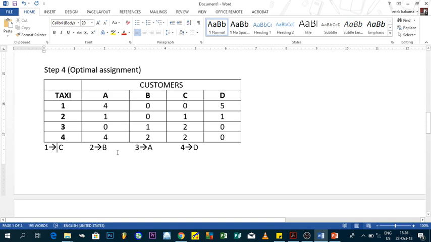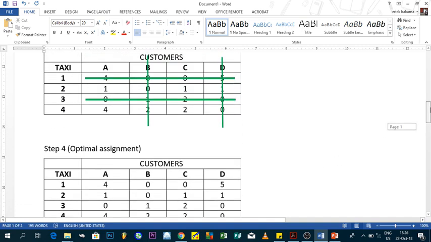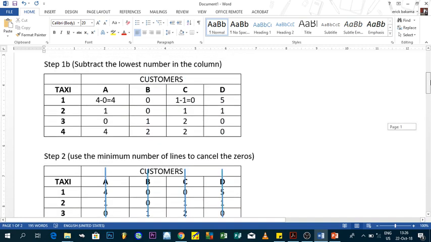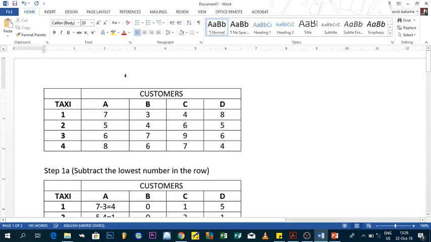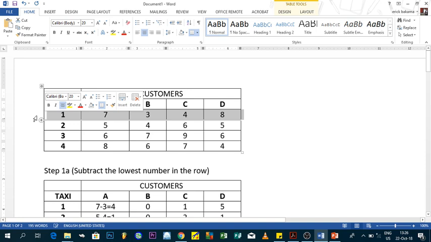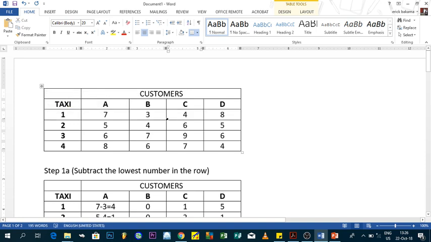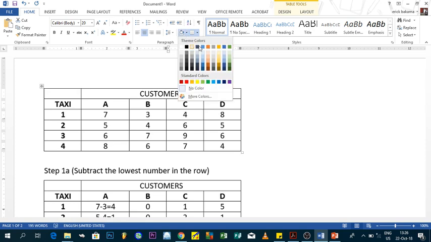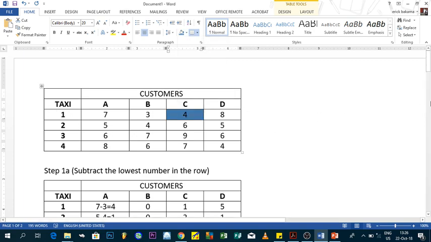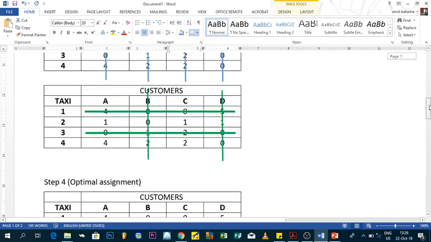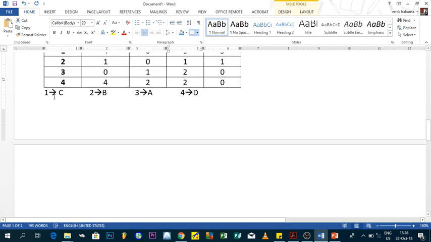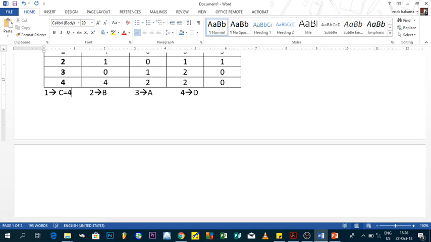Now what you do to get the minimum traveling distance is go back to our initial table. This is the very first table. We say that 1 should go to C, so 1 should use C. What is the traveling distance? The traveling distance is 4. So we allocate 1 to C, which is 4. So 1 to C here is equal to 4. That is the traveling distance.